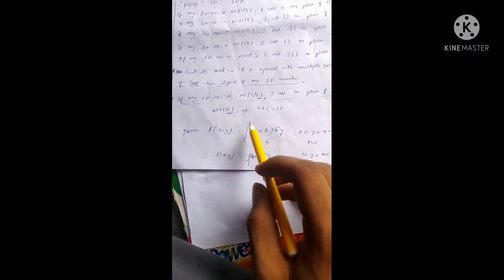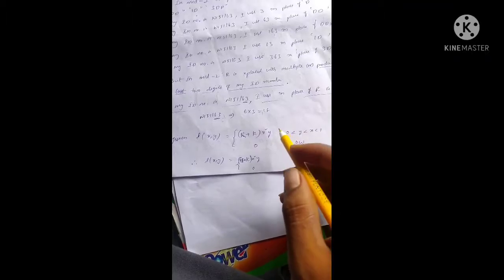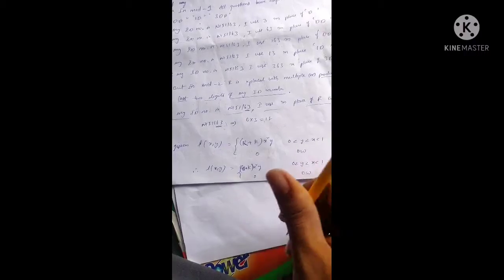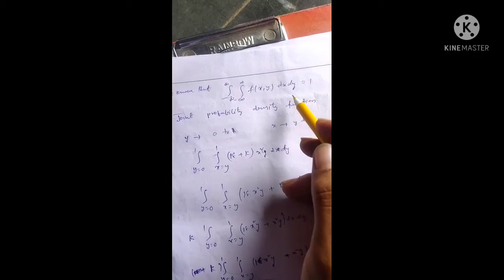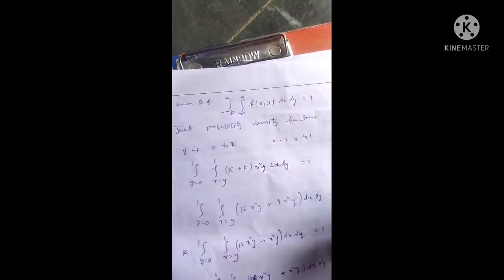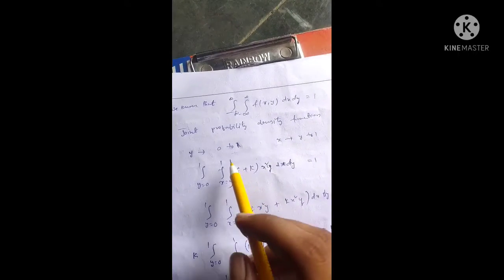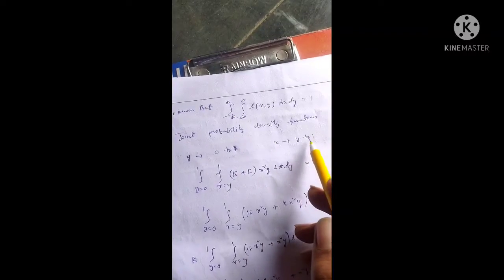Our given function is f of x comma y is equal to (r plus x) into x square y, limits 0 less than y less than x less than 1, otherwise 0. We know that for the joint probability density function, where the function is non-zero, the total integral must equal 1. Then we solve the problem by taking the limits: y limits are 0 to x, and x limits are y to 1.